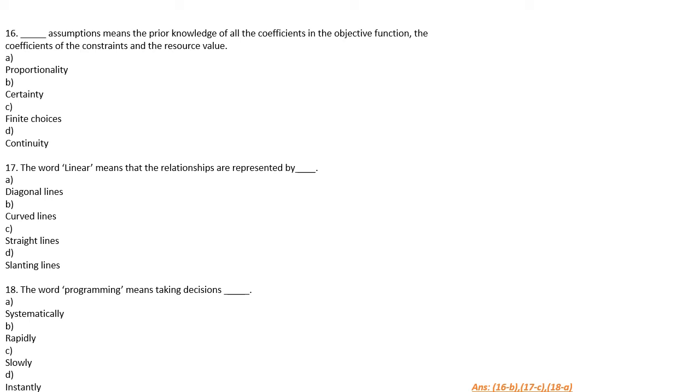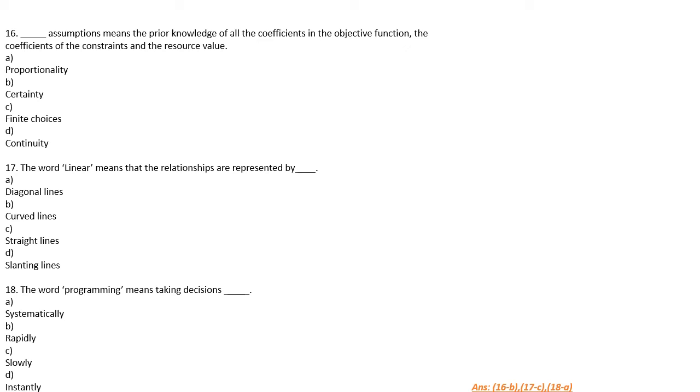16. Dash assumption means the prior knowledge of all the coefficient in the objective function, the coefficient of the constraint and the resource value. Option A. Proportionality. Option B. Certainty. Option C. Finite choice. Option D. Continuity. Correct answer option B. Certainty.